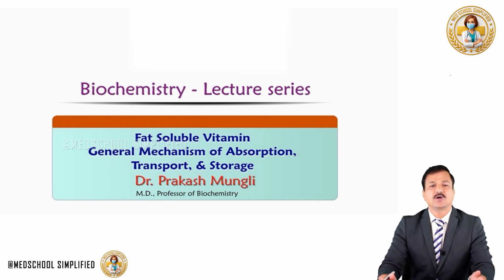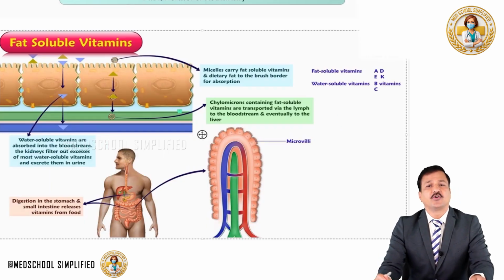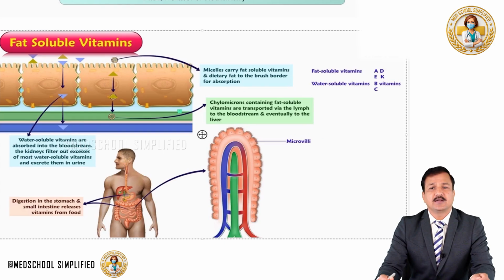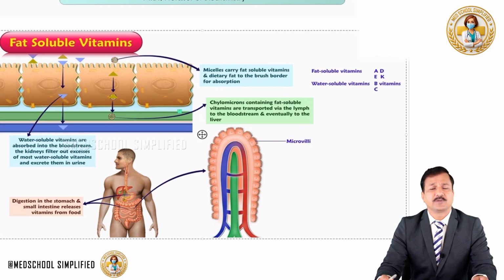So in this video, I will be explaining a general mechanism of absorption, transport and storage of fat-soluble vitamins. Fat-soluble vitamins, there are 4 of them, vitamin A, D, E and K, or if there are any other precursors of these fat-soluble vitamins, especially for vitamin A. So we have pro-vitamin A activity, for vitamin D we have pro-vitamin D activity and all that.